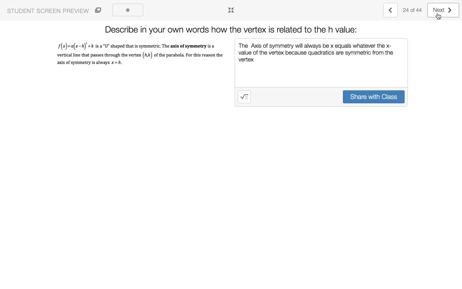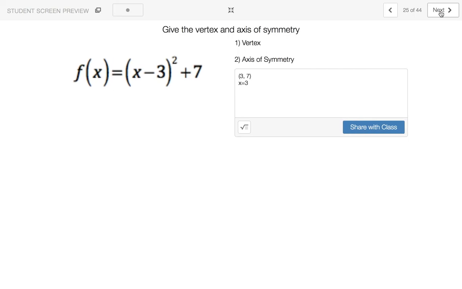Describe in words how the vertex is related to the h value. Actually, this is going to be changed. When you read it, it's going to say, describe in your own words what the axis of symmetry is. And I've written that the axis of symmetry will always be x equals the x value in the vertex, because quadratics are symmetric from the vertex, but you can describe in your own words what this axis of symmetry is and how you'll find it.